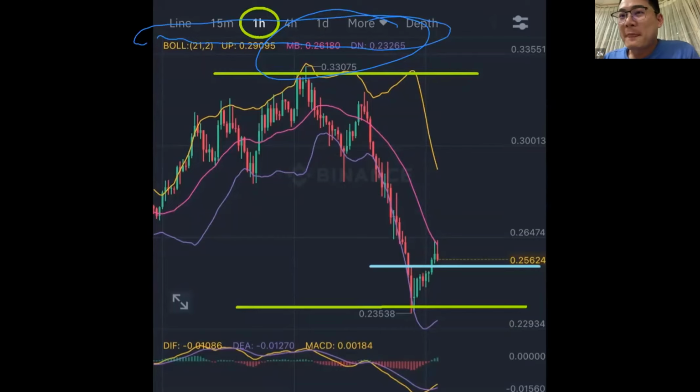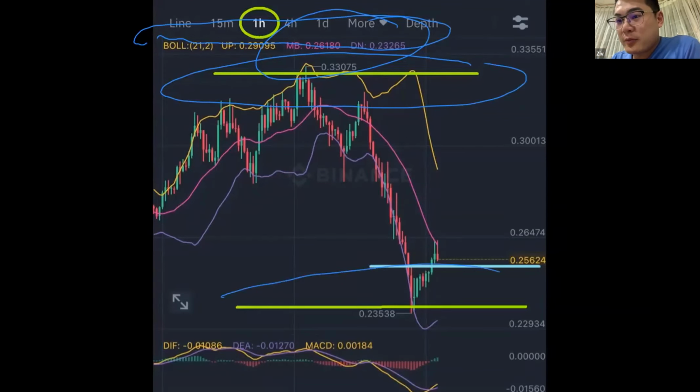Okay, my own way. I will study the 1 hour chart first. What am I going to look at? Very basic one actually. I will check the previous high here. Here is the previous high, 0.33, and the previous low, 0.23.